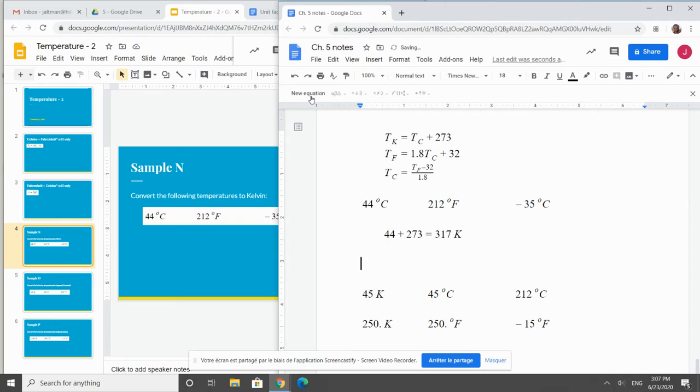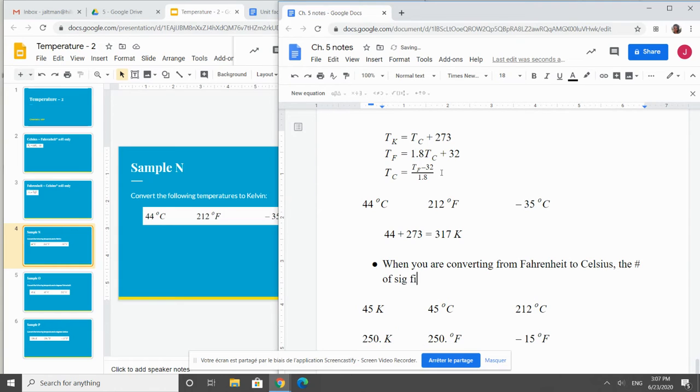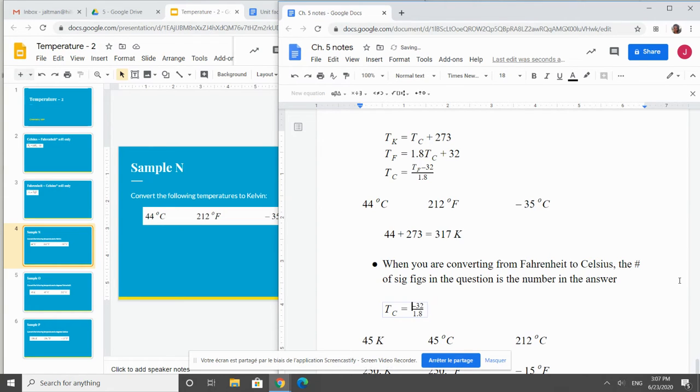For the second one, it is in degrees Fahrenheit, so I need to convert it to degrees Celsius first. If you didn't already know this, when you are converting from Fahrenheit to Celsius, the number of sig figs in the question is the number in the answer. So I start by converting this to Celsius. I'm going to use the equation that starts with TC. I then plug in 212 for TF.